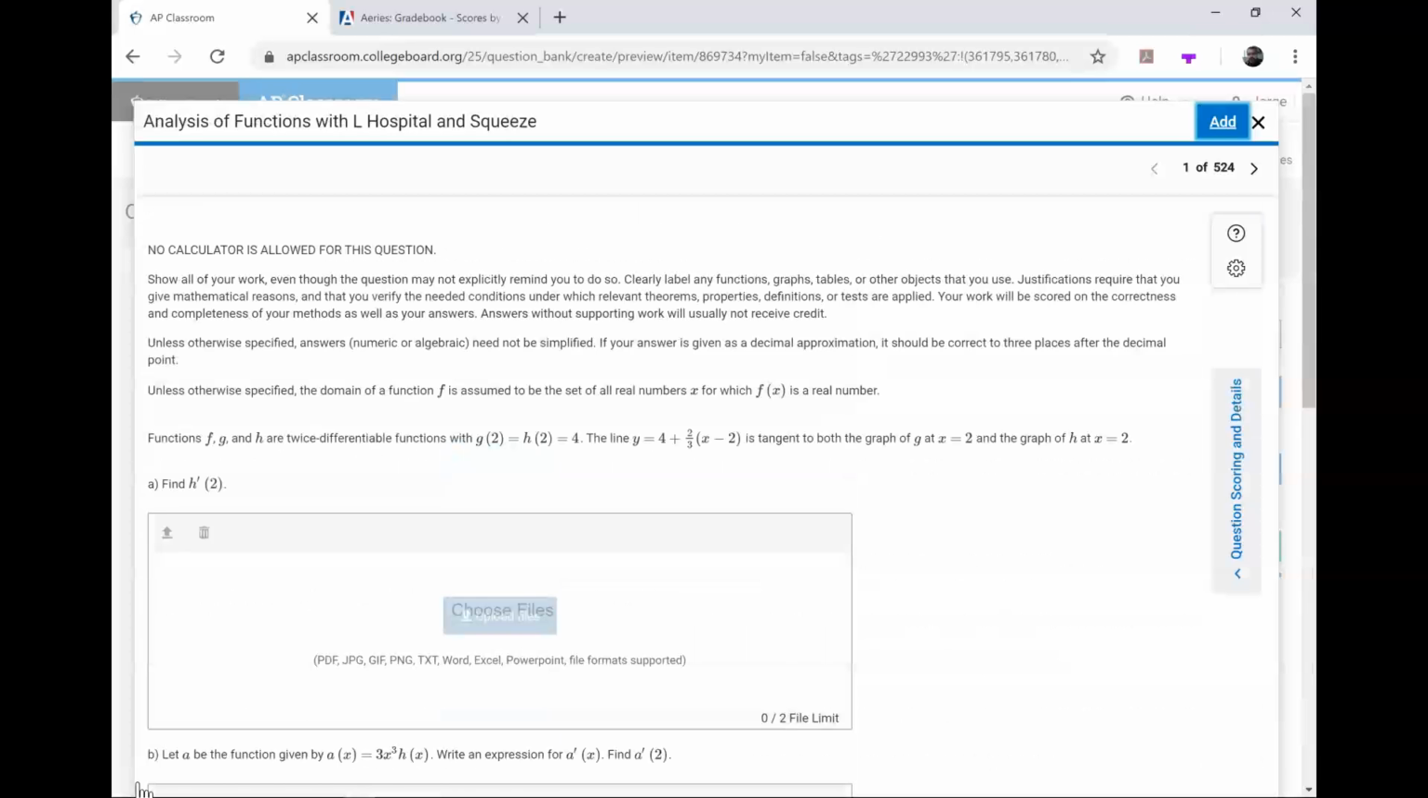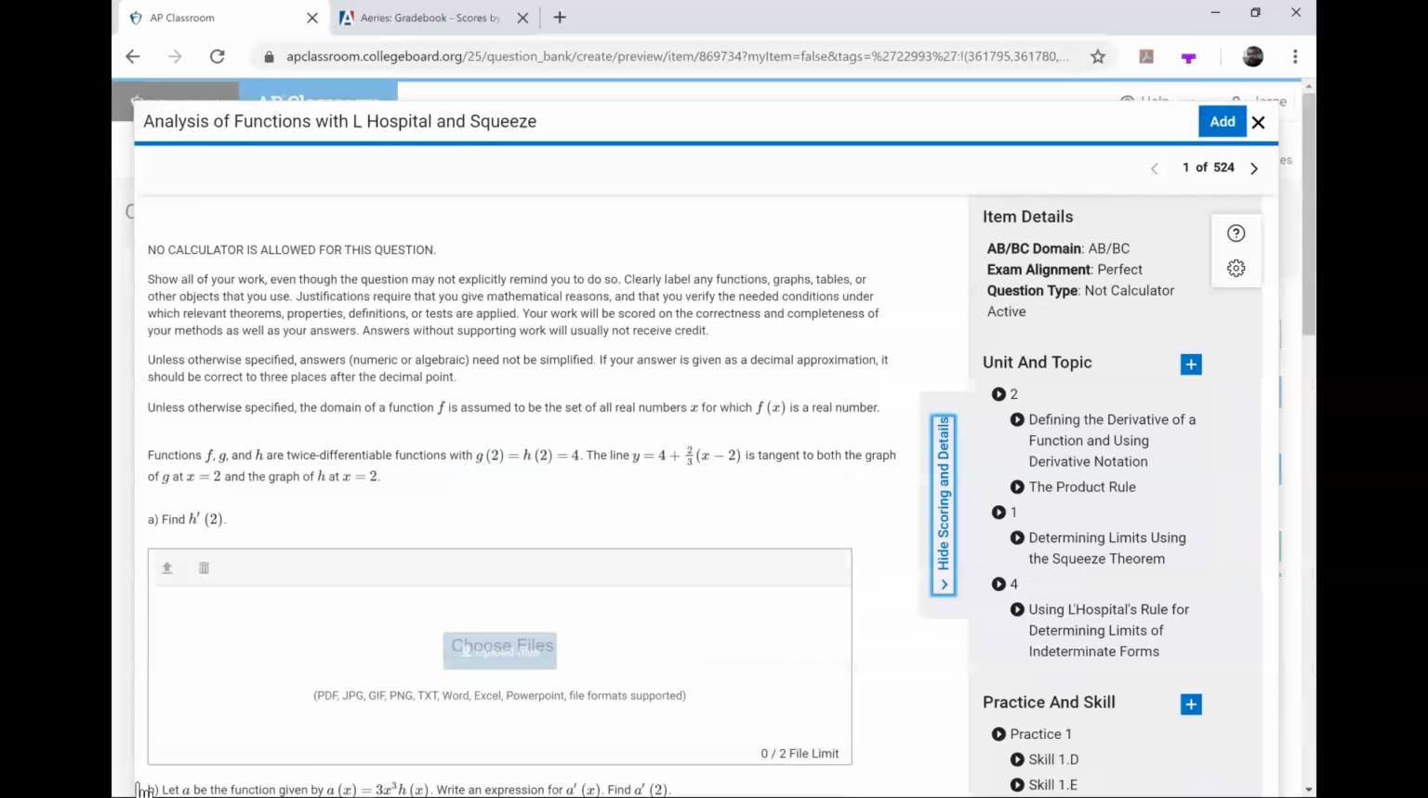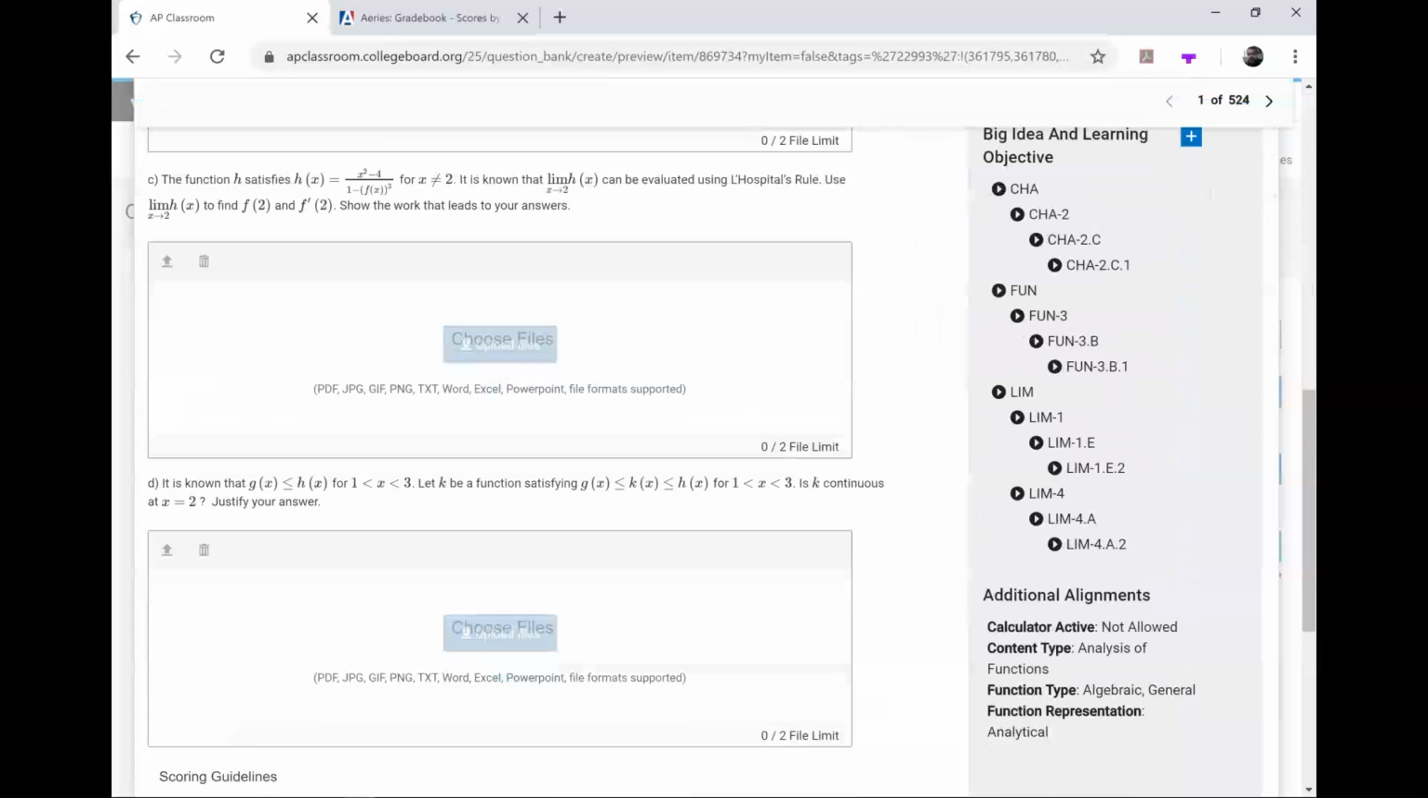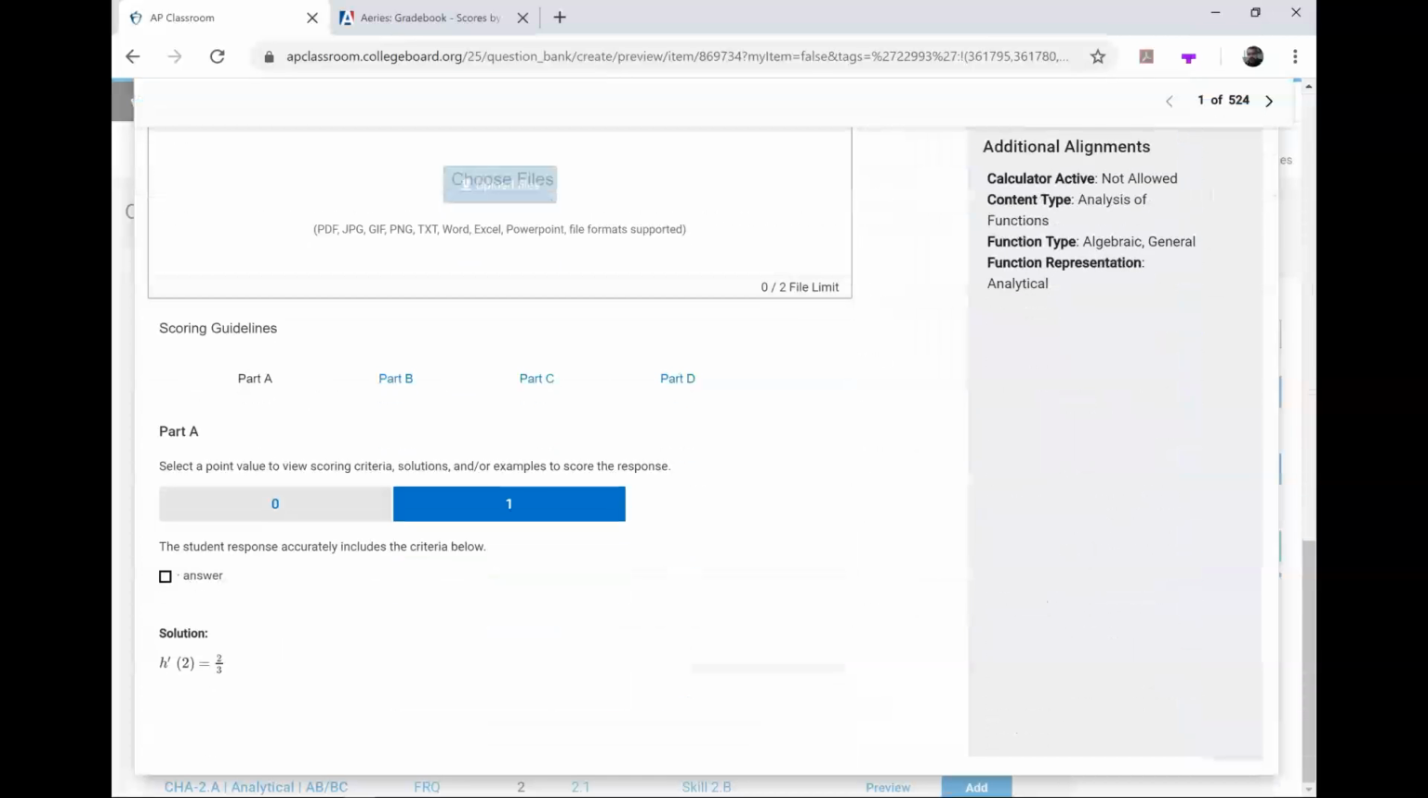You go over here to questions and scoring details. It'll tell you you're doing units 1, 2, and 4. And then if you scroll all the way down, it'll show you part A is worth 1 point, and here's what gives it to you, the answer. And the solution was 2 over 3.